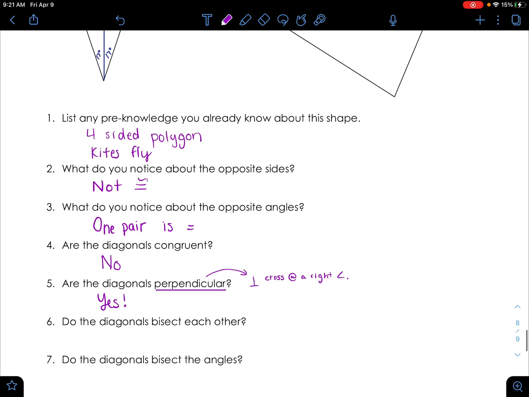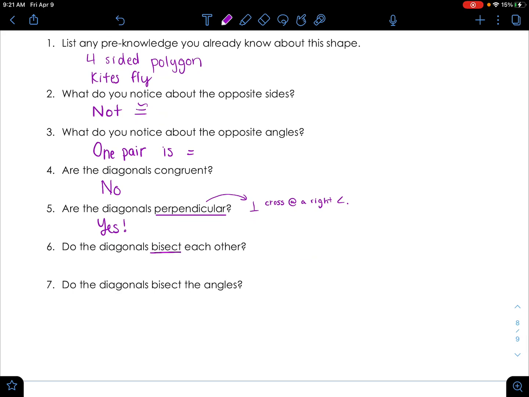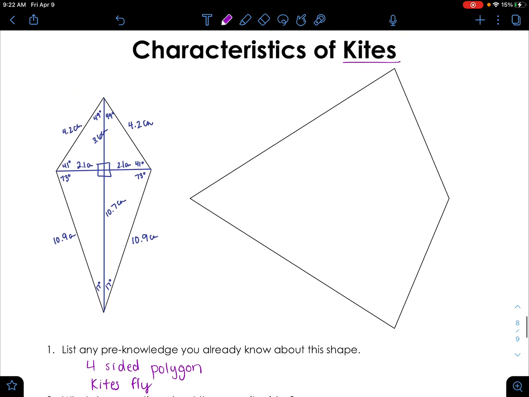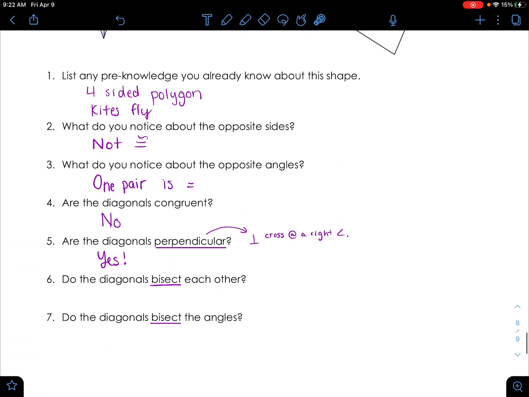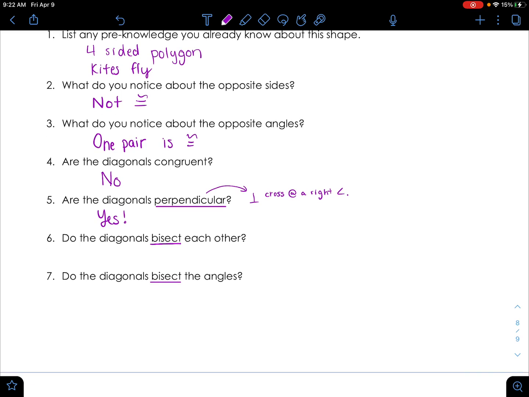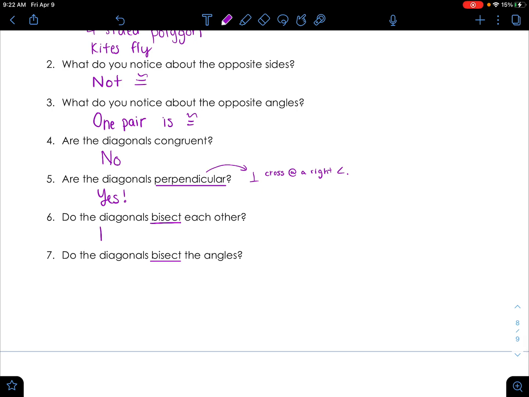Do the diagonals bisect each other? So we know bisect means split in half. I'm not going to write that down. That's something we should have adopted into our brains by now, but bisect means split in half. Do the diagonals split each other in half? Well, this is not half of that. However, we can see by the measurements 2.1 is congruent to 2.1. So what have we noticed so far? We have one pair of congruent opposite angles, and we have one diagonal that is bisected.